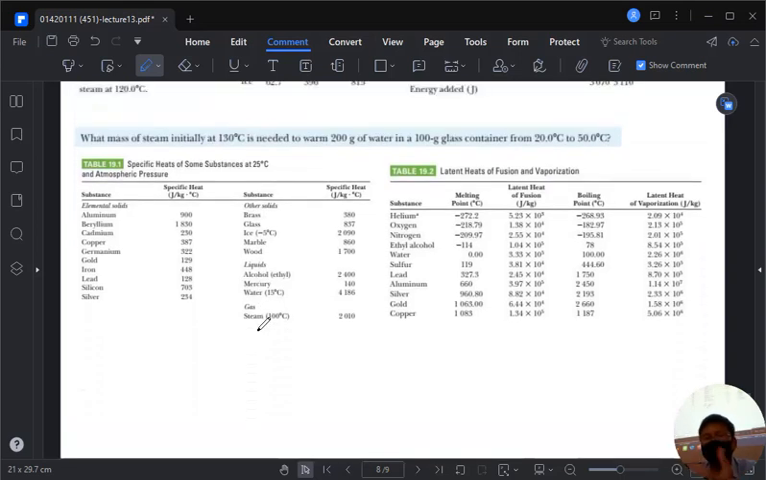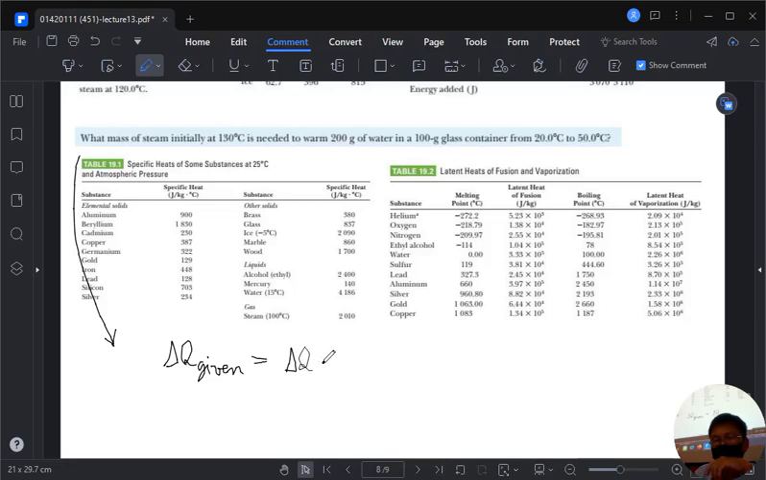Like you can try to calculate, like this, what mass of this is needed to warm this and that, right? So you start with something like what? Delta Q given is delta Q taken, right? It has to come from somewhere to give it somewhere. The delta Q given is what? 130 degrees, so it's M of the steam, C of the steam, times 30 degrees, right? The steam is going to come to 100 degrees now, right? We want to warm water, so finally it has to fuse. So it's M_s times L of fusion of water.